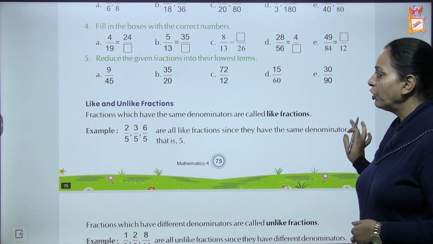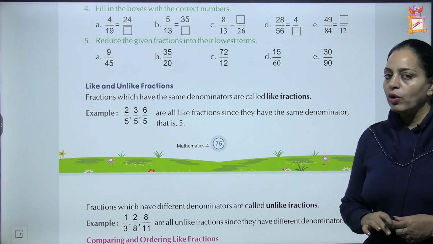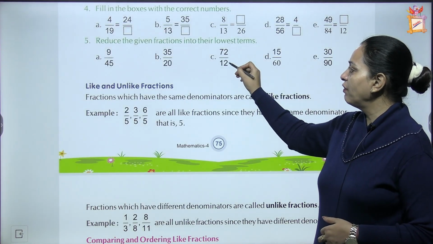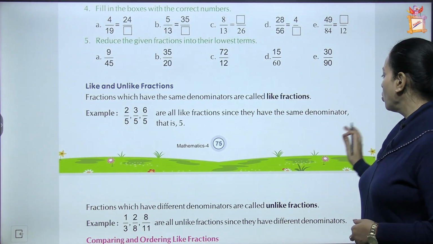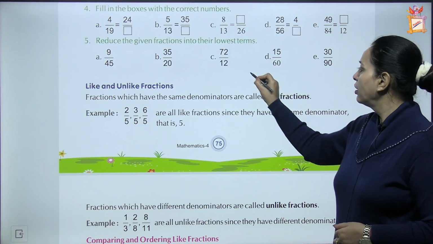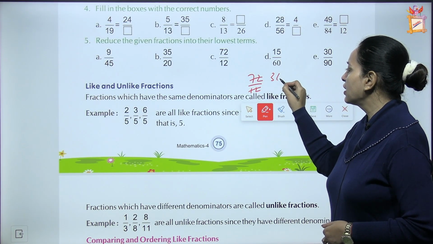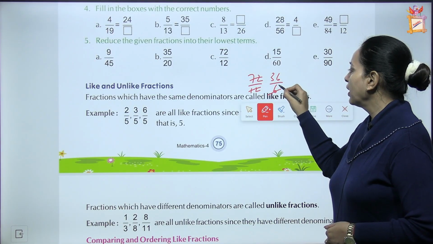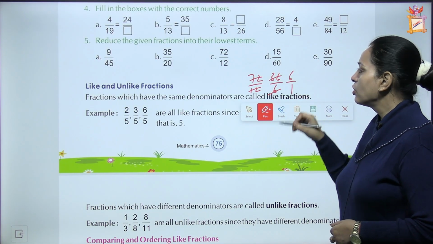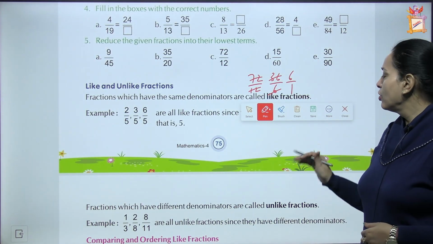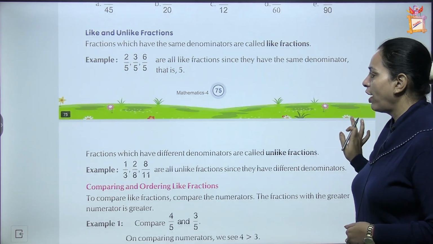Now the fifth one: reduce the given fractions into their lowest terms, like C part, 72 upon 12. So how can we do it? Cut by 2, 36 upon 6. Then cut it by 6, so 6, right? So I hope the remaining parts you can try on your own.